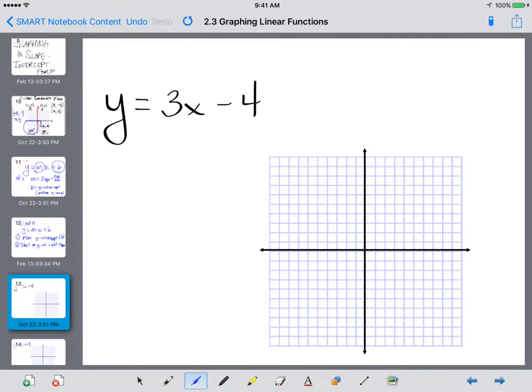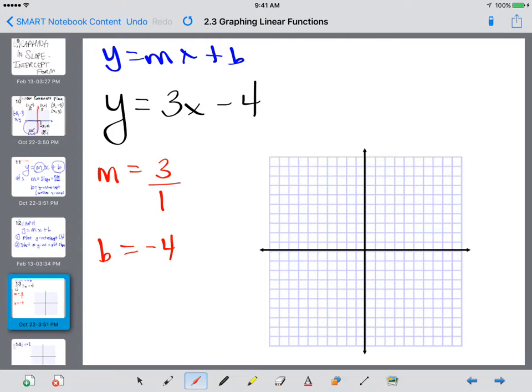So y equals 3x minus 4. Remember, it's y equals mx plus b. So to pick out my numbers, m here equals 3, which when we use this, our slope is 3 over 1. Whenever it's a whole number like this, we put it over 1. My b is -4. So step 1, we need to plot the y-intercept, or the b. So b is -4. I'm going to plot the y-intercept at -4.